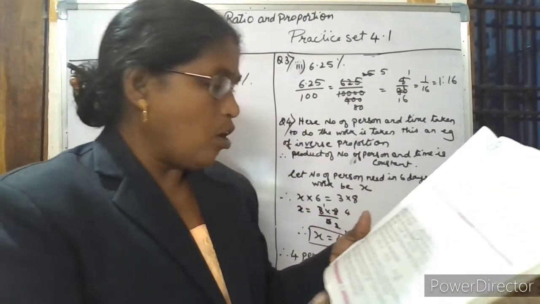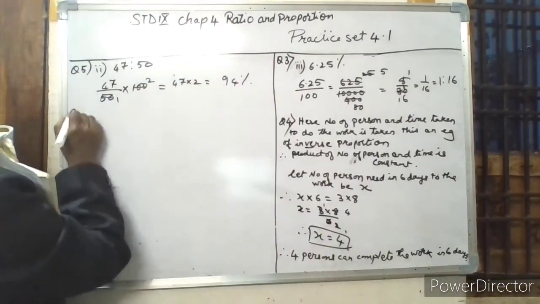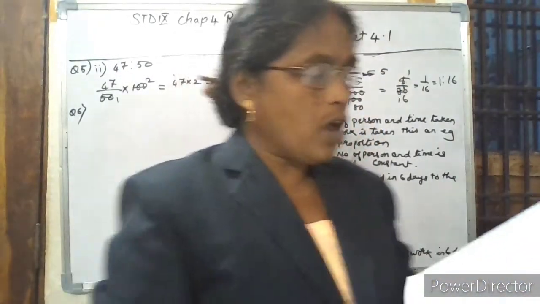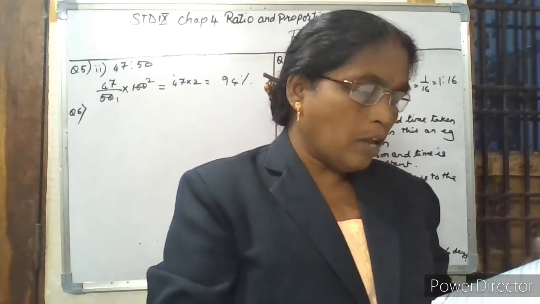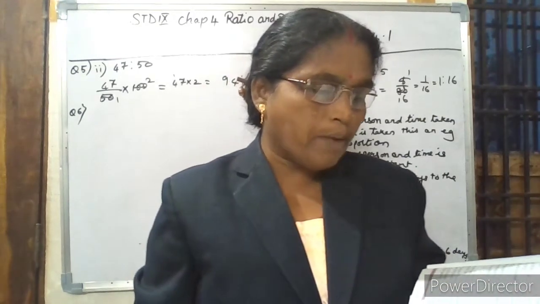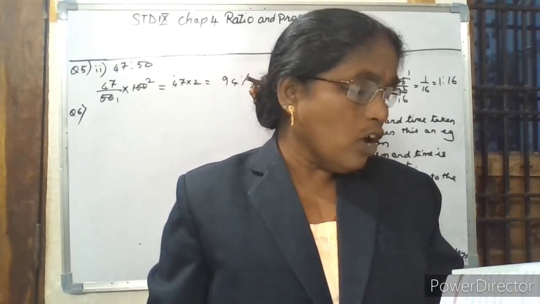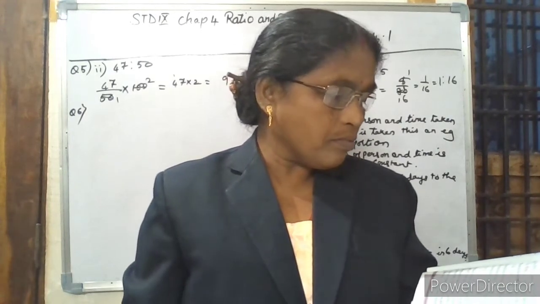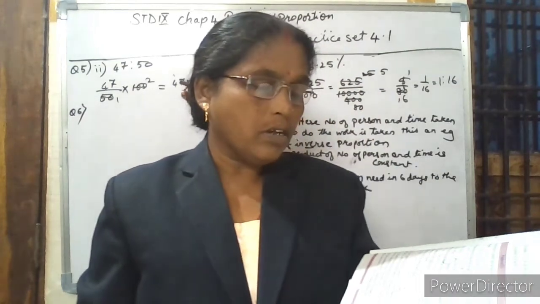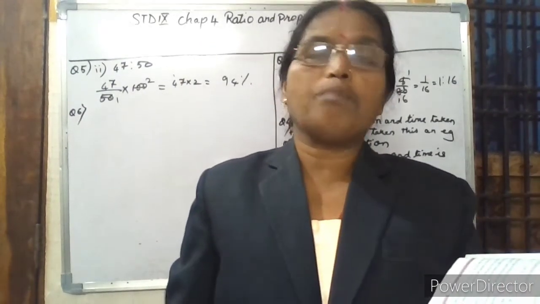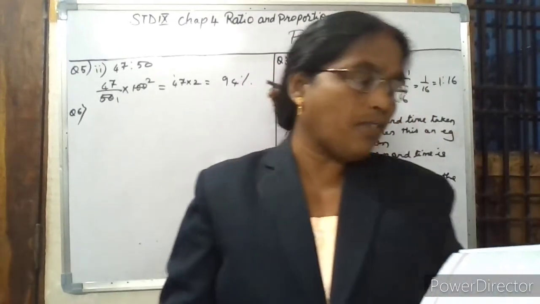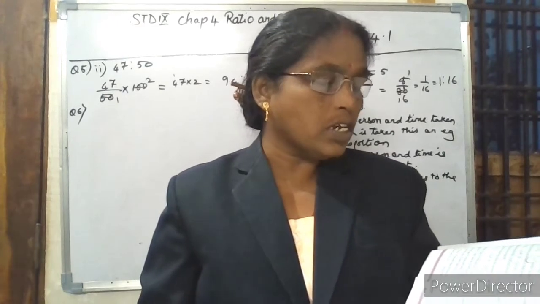Now let us go with the sixth question. The ratio of ages of Abha and her mother is 2:5. At the time of Abha's birth, her mother's age was 27 years. Find the present age of Abha and her mother. That means when Abha was born, her mother's age was 27 years. That means the age difference of mother and daughter is 27 years.